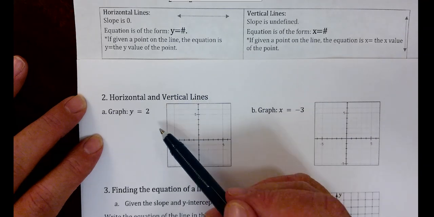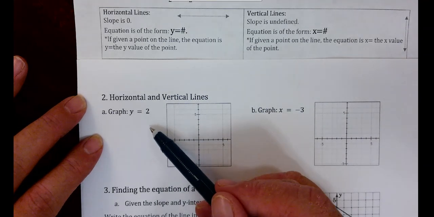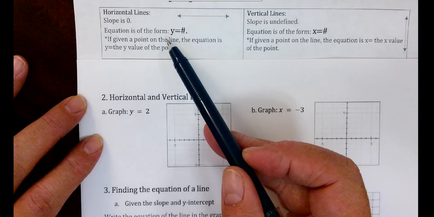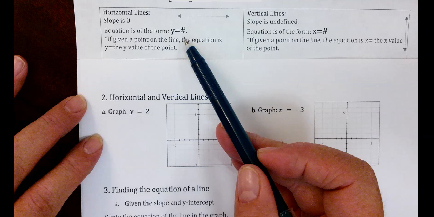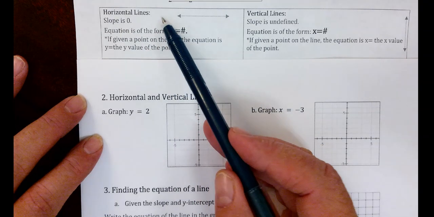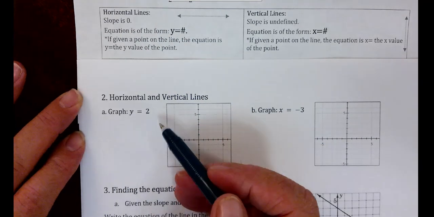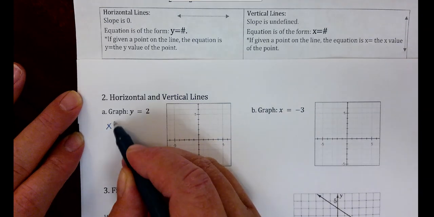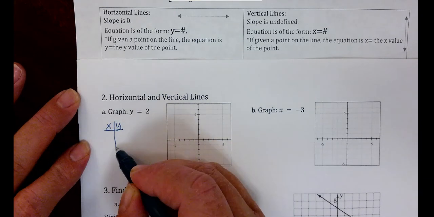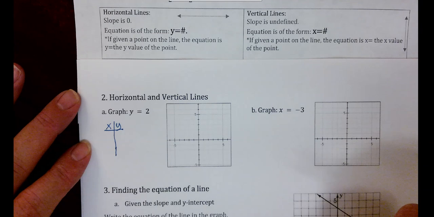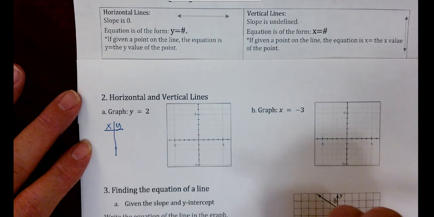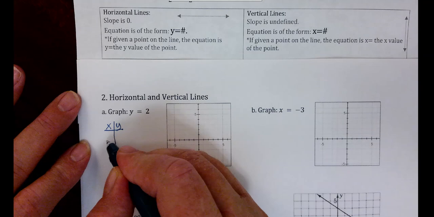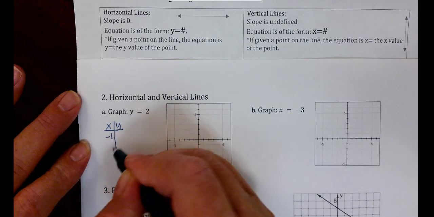So looking at our first graph, we have y equals 2. Notice that in our reference sheet, we have y equals a number is a horizontal line. Now we're going to graph this by using, again, a method we already know, which is to make an XY chart. And just like before, we pick any values we want to for x. So let's just pick some random numbers. It doesn't really matter. Let's do -1, 0, and 1.